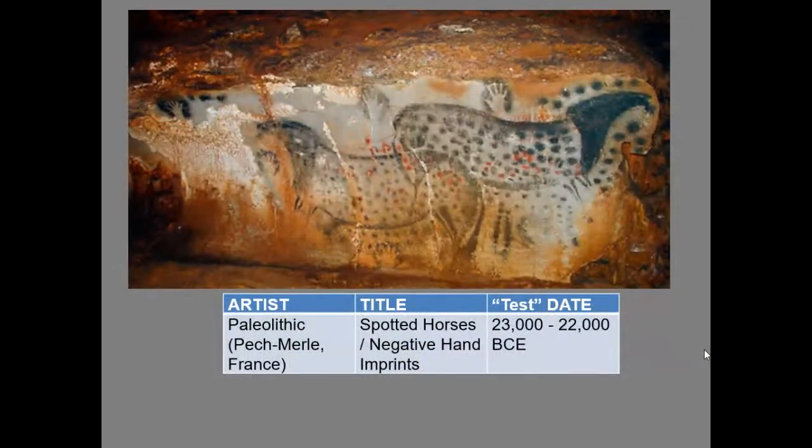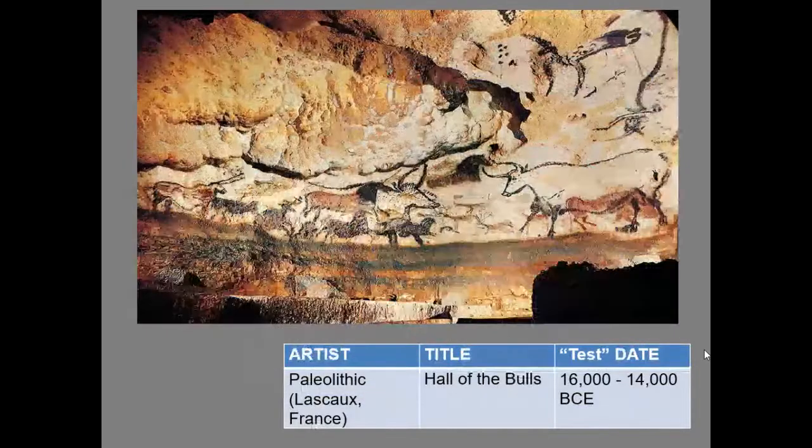One of the cave paintings to know for the test, pretty easy to recognize because of the handprints, is the spotted horse's negative handprints from the Pech Merle cave in France. We also want to be able to recognize, of course, the Paleolithic Lascaux cave painting, the Hall of the Bulls. We want to be able to tell the difference between those two, of course, and this one.